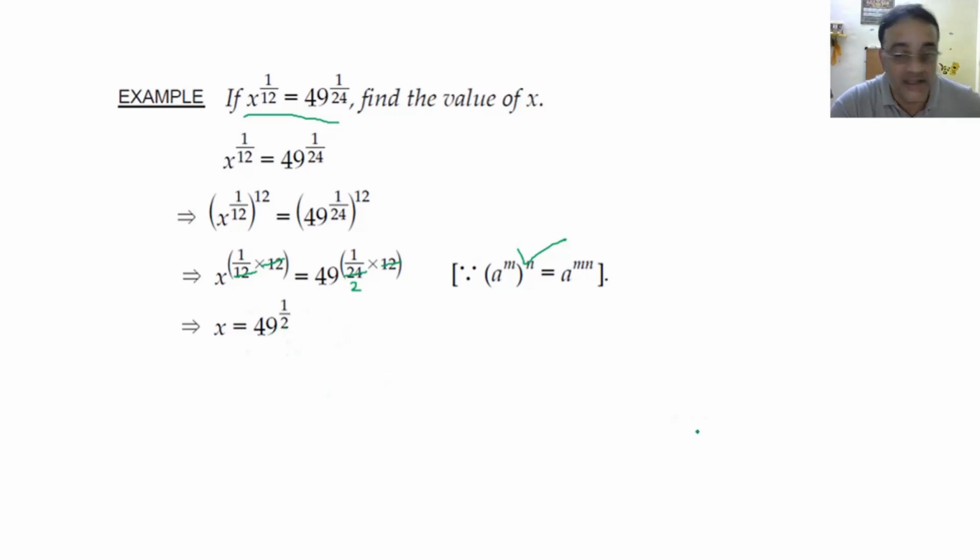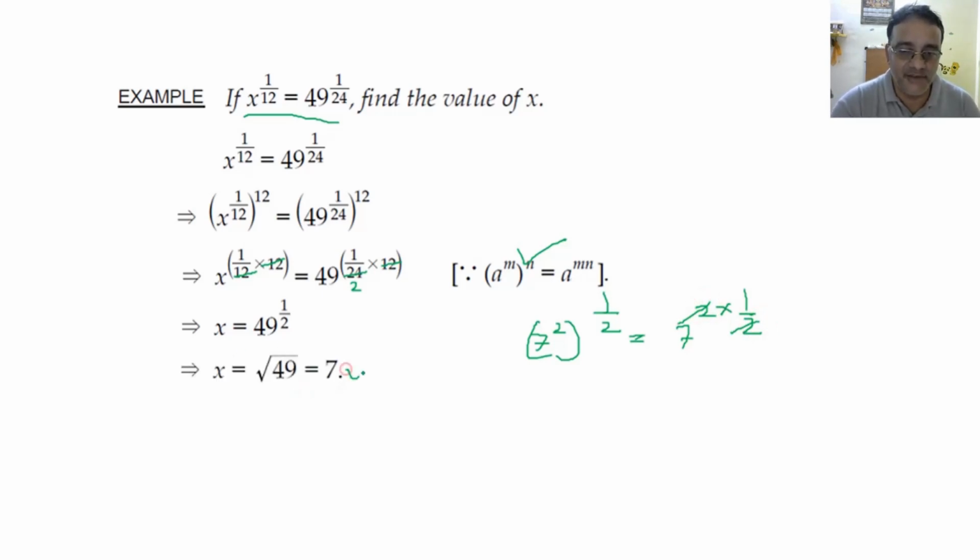Now you can do this in two ways. 49 to the power 1 by 2 is root 49, otherwise you can write 7 square, 7 to the power 2, to the power 1 by 2. Then multiply both the powers, then you can cancel this two. Or you can write x is equal to root 49, that is equal to 7.